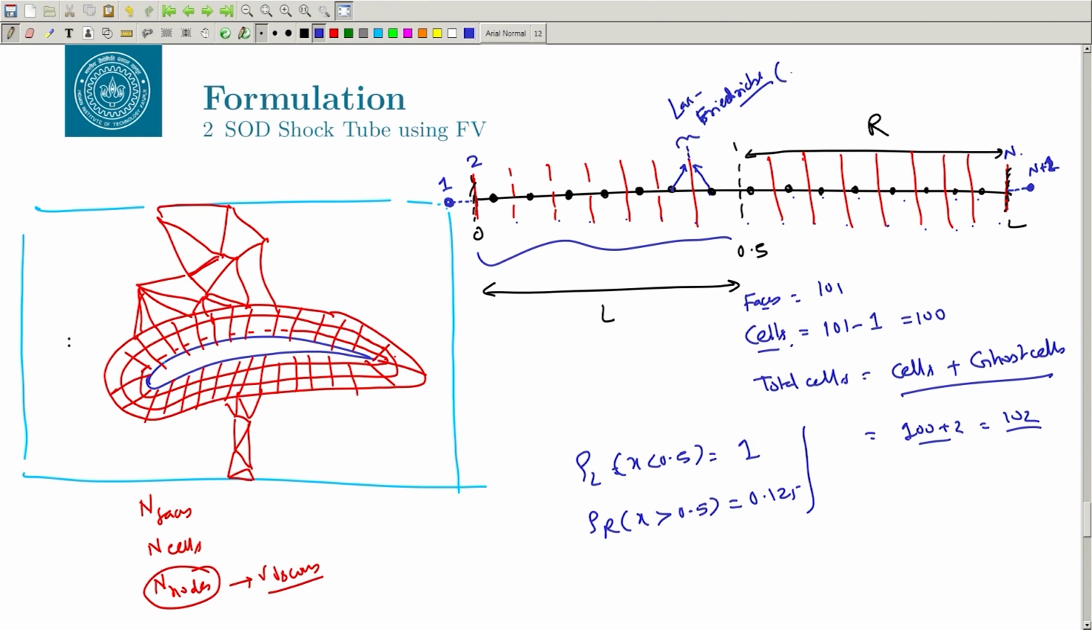So, you have the states UL and UR. Let us use small l and small r. This is coming from the left and this is coming from the right. This is my UL and this is my UR. So, once you have the UL and UR, you can use your favorite scheme and get the residue. So, up till now this is fine.